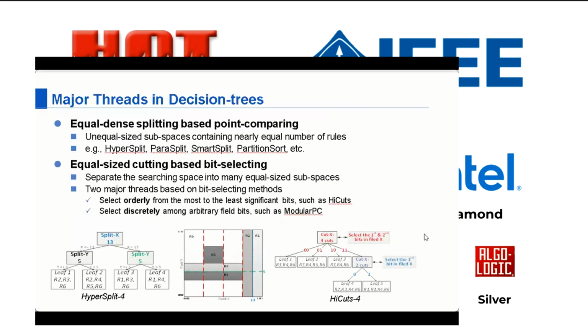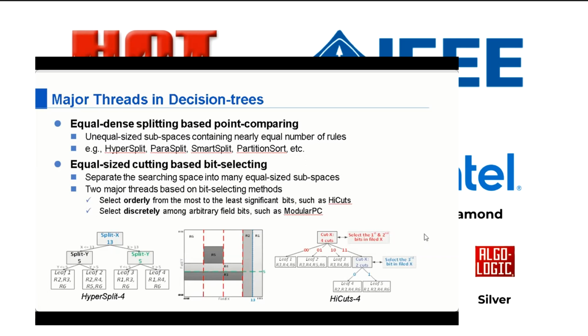According to the partitioning method on searching space, current decision trees can be categorized broadly into two major approaches: equal-sized cutting and equal-dense splitting. Splitting-based decision trees divide the searching space into unequal-sized subspaces containing nearly equal number of rules. Methods such as HyperSplit, ParaSplit, SmartSplit, etc. belong to this kind. In contrast, cutting-based decision trees separate the searching space into many equal-sized subspaces using local optimizations.